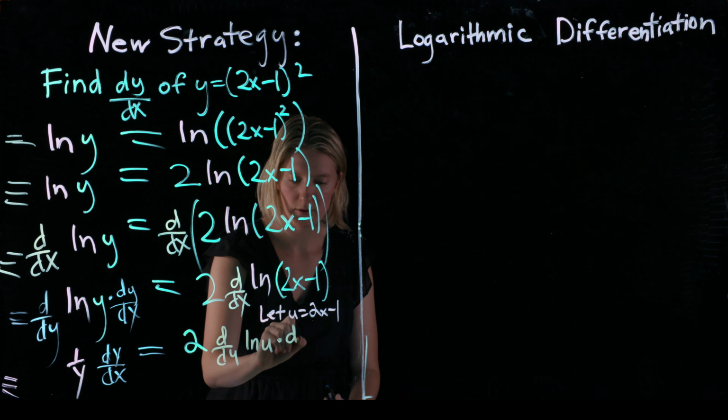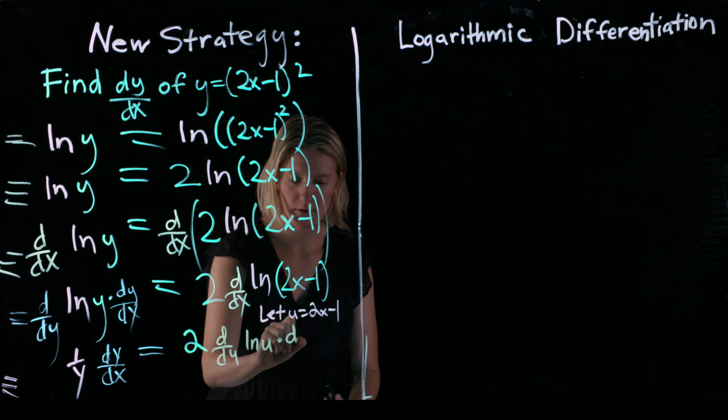So altogether, if I want to simplify this, I have 1 over y times dy/dx is equal to 4 over u. But because I let u equal 2x minus 1, I have this as 2x minus 1. So the final step here is to solve for dy/dx. I can see that on my left side I'm dividing by y. I want to multiply by y on both sides, and I will then have dy/dx is equal to y times 4 over 2x minus 1.